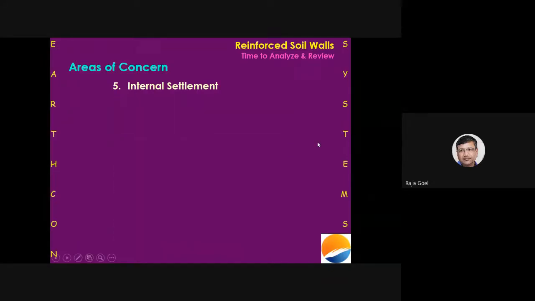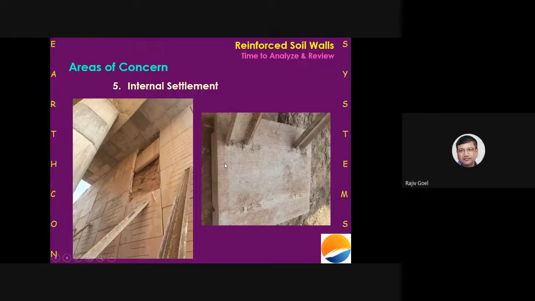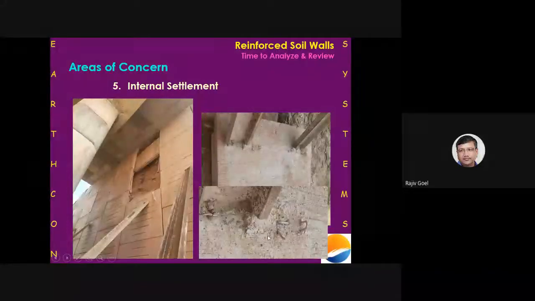Proceeding further, this is a recent failure which has happened, and it has happened primarily only and only because of the internal settlements being very, very excessive. This has got the steel hooks as part of the connection system, and even these hooks gave way because the internal settlements have imposed very, very high stresses on these walls.